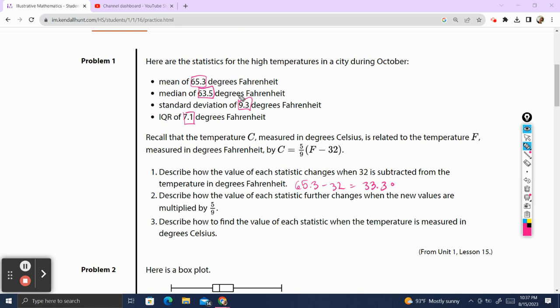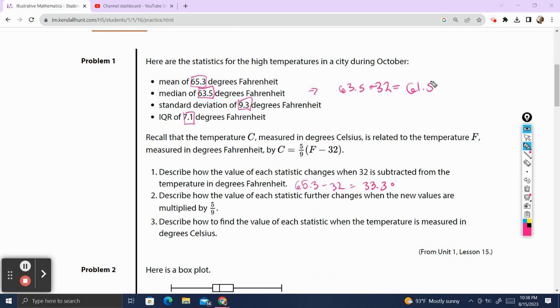The median in degrees Fahrenheit, again, is going to be the same number, but it's going to be shifted 32 degrees to the left. So our median is going to turn into 63.5 minus 32, which is going to give us 31.5 degrees Fahrenheit.